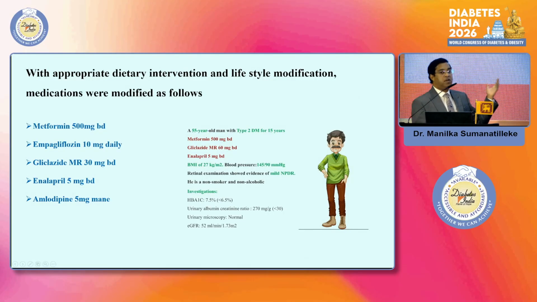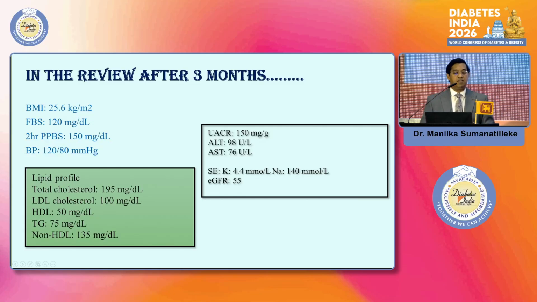Coming back to our patients in a routine clinic in a government setting, this is what we did. We added empagliflozin. We don't have a GLP-1 receptor agonist. We increased the enalapril and added amlodipine to control his pressure. Marginally high, but then it was not at target. And 3 months later, when he comes to the clinic, you can see the difference.